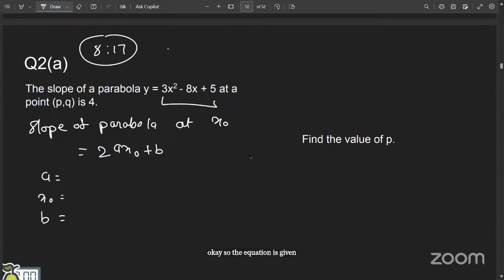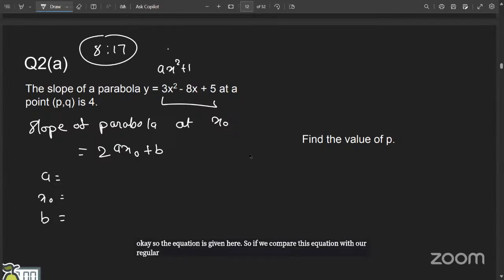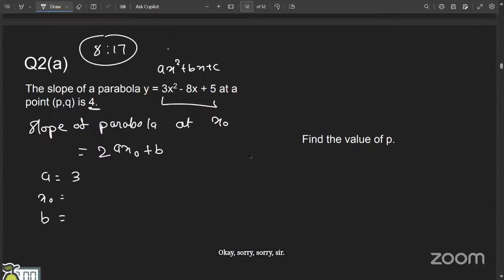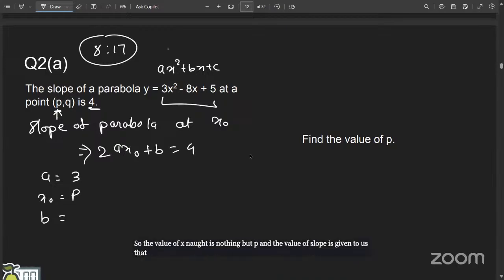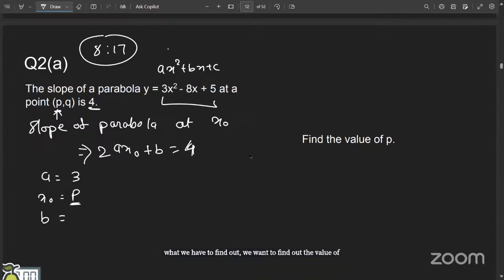If we compare this equation with our regular quadratic form, ax squared plus bx plus c, we get that the value of a is 3. The value of x naught is p, because a point p comma q is given to us, so the x coordinate is p. The value of slope is given to us, that is 4. What we want to find out is the value of p. And the value of b is -8.